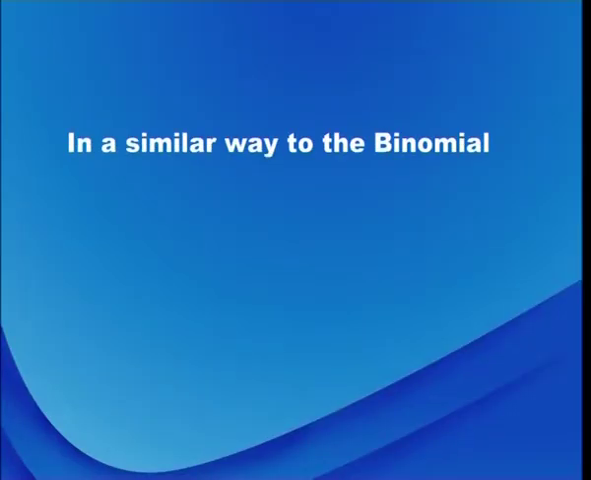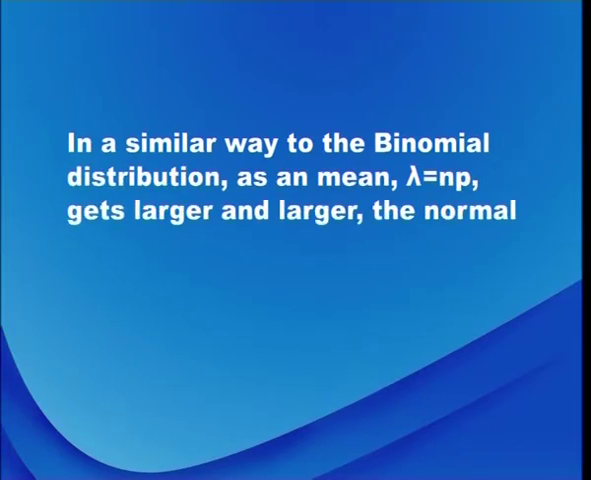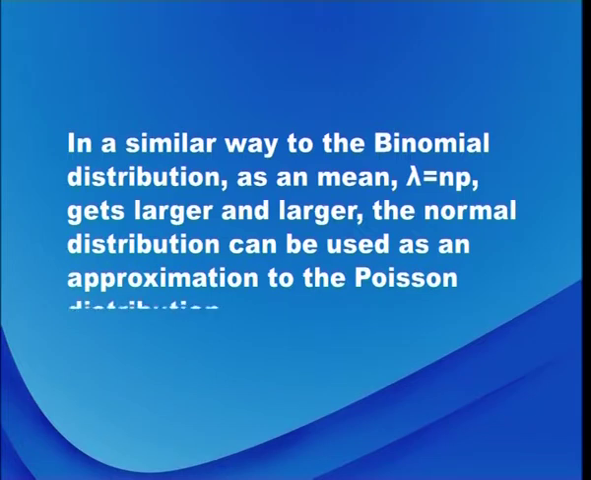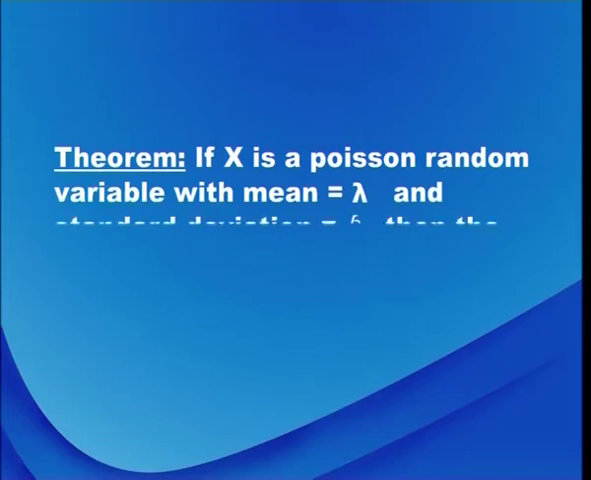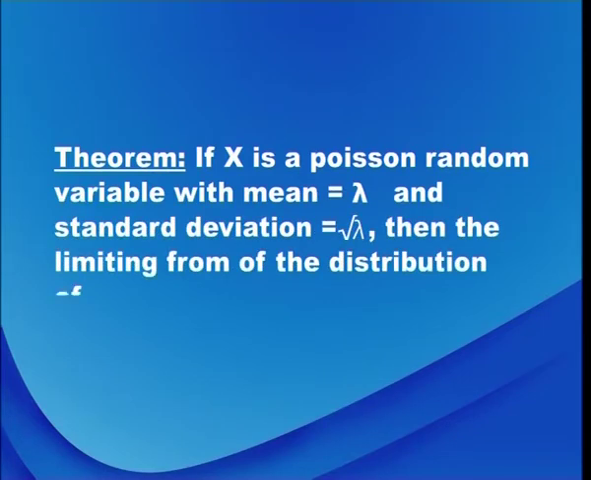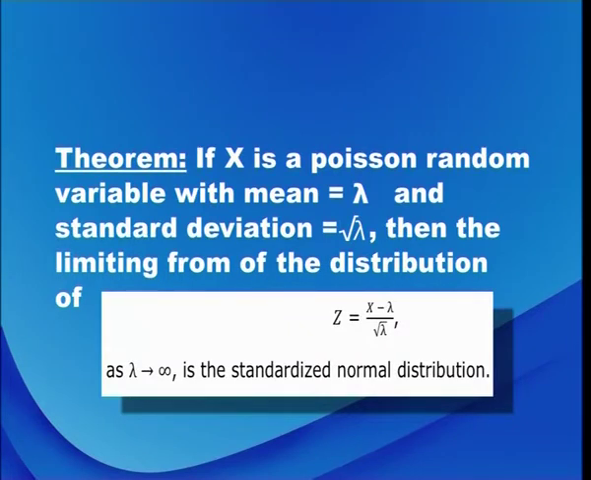In the previous topic, we illustrated how the normal distribution can be used to approximate binomial probabilities when n is large and np times 1 minus p are both greater than 5. In a similar way to the binomial distribution, as the mean lambda equals np gets larger and larger, the normal distribution can be used as an approximation to the Poisson distribution. In fact, we have the following theorem. If x is a Poisson random variable with mean lambda and standard deviation square root of lambda, then the limiting form of the distribution of z equals x minus lambda upon square root of lambda, as lambda goes to infinity, is a standardized normal distribution.